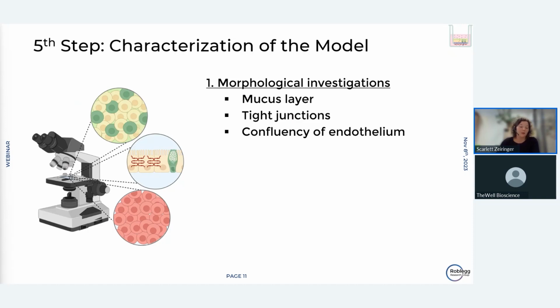Caco-2 cells of the epithelium form so-called tight junctions, which enable cell signaling and also form a barrier. For the visualization, occludin, which is a protein of the tight junctions, was stained and imaged via confocal laser scanning microscopy. And lastly, a confluent endothelial cell layer was identified via fluorescence microscopy.